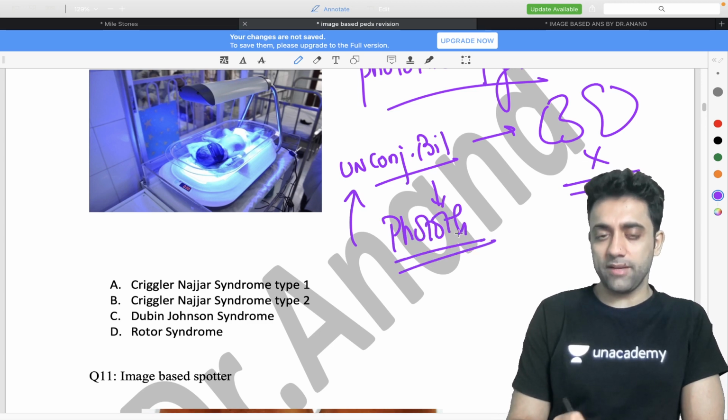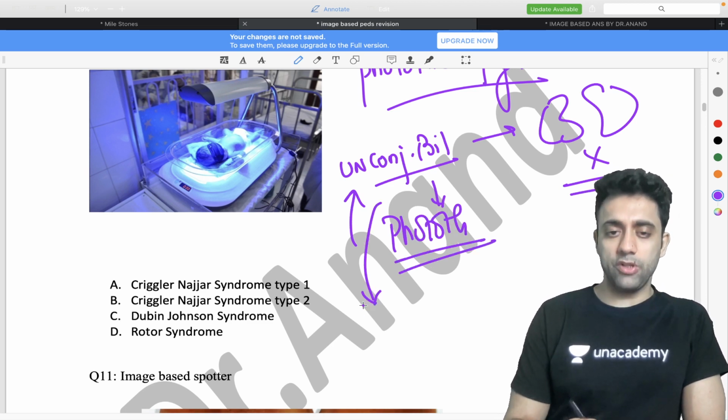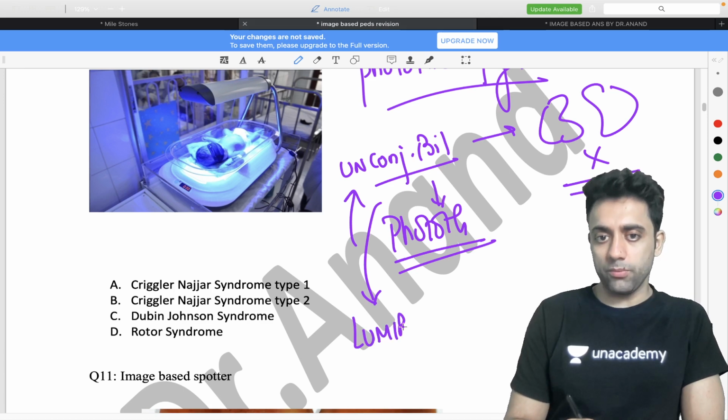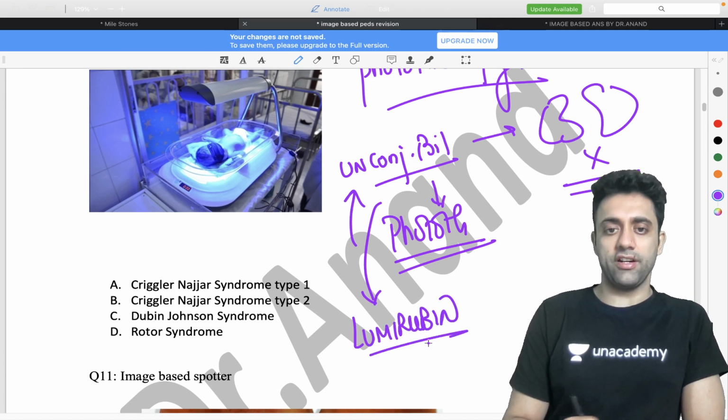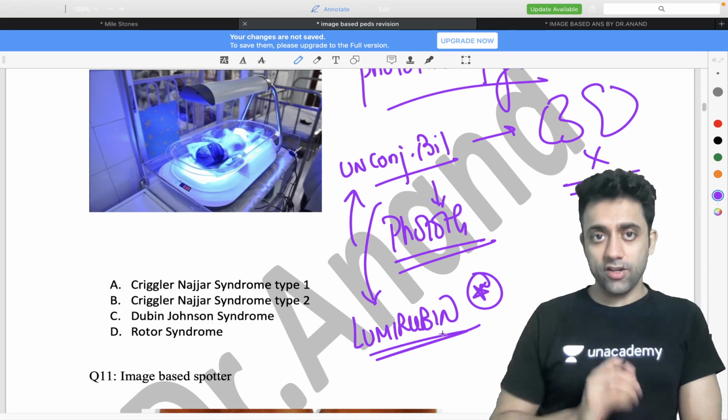With phototherapy, the unconjugated bilirubin will get converted into lumirubin, and then it gets excreted from the body. Are you understanding? Yes or no?